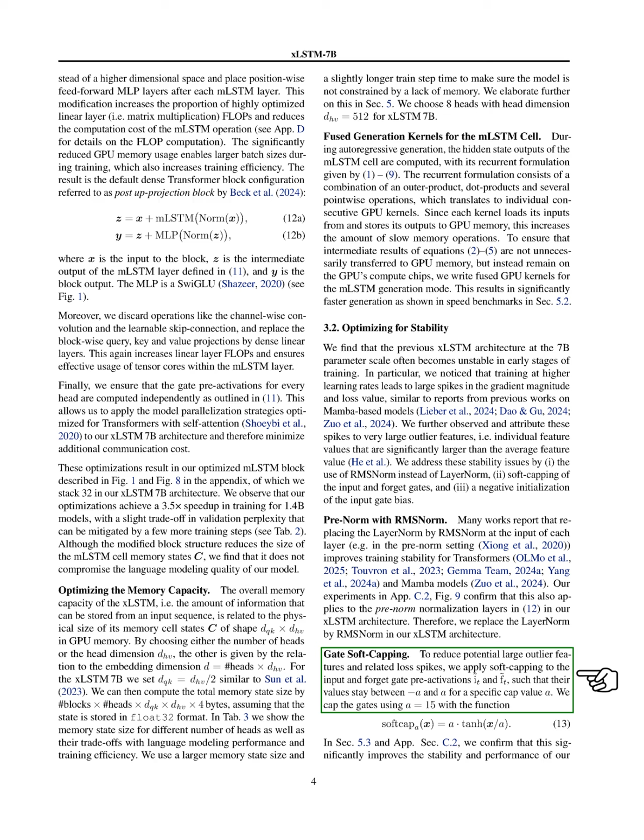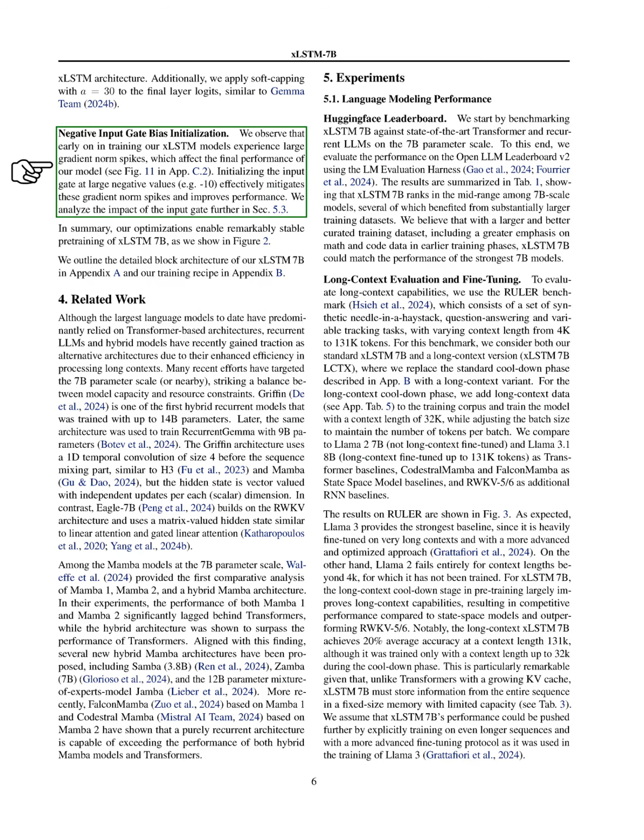Additionally, we apply soft capping to the final layer logits. We also note that initializing the input gate with large negative values helps reduce gradient norm spikes early in training, which positively impacts model performance. Our optimizations lead to stable pre-training of the xLSTM-7B, as illustrated in our figures. We provide a detailed block architecture of our xLSTM-7B and our training recipe in the appendices.